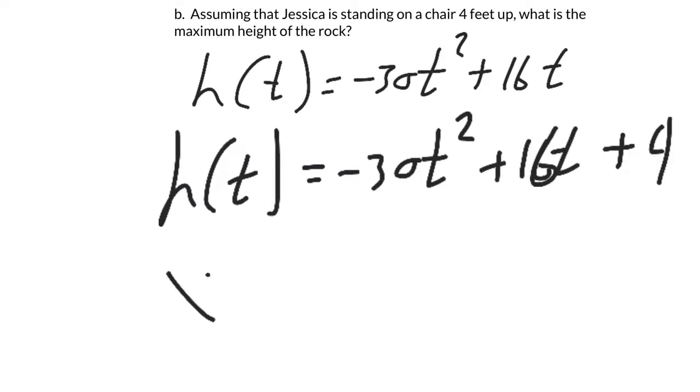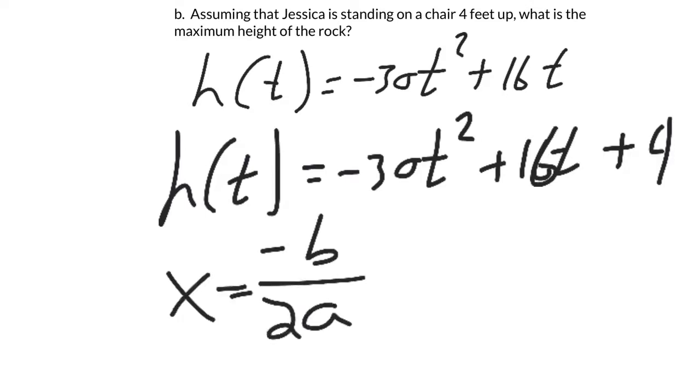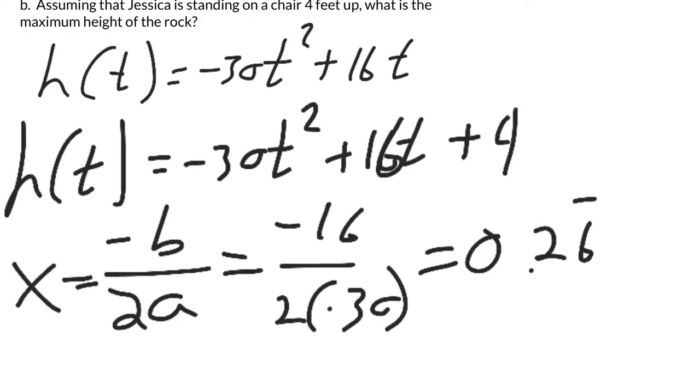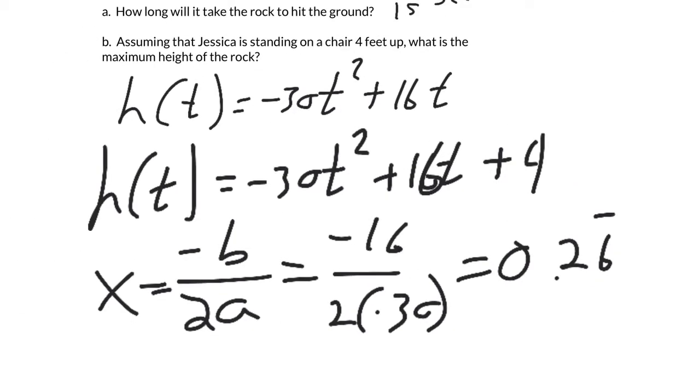And the x-coordinate of the vertex is found by using this formula. X equals negative b divided by 2a, where a is the coefficient of x squared, or t squared in this case. B is the coefficient of t, and c is the number hanging out by itself. So I've got negative 16 over 2 times negative 30. So as a decimal we've got 0.26 repeating. That's the x-coordinate of where we reach the maximum height, or not in this case, the t-coordinate.